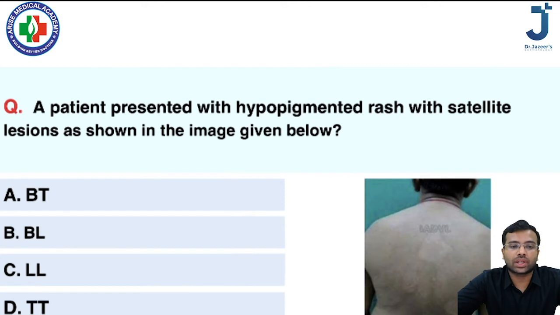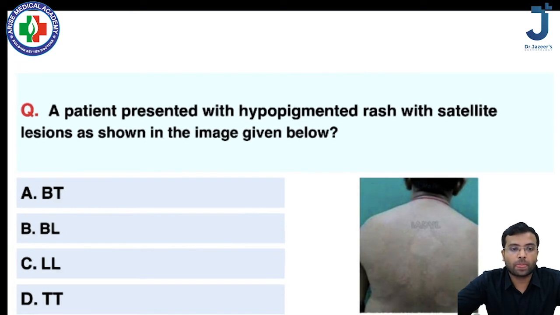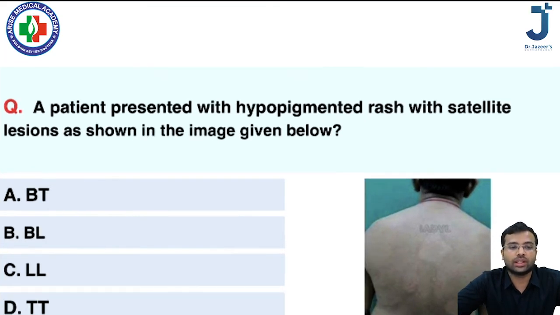A patient presented with a hypopigmented rash with satellite lesions as shown in the image. Now they have given you multiple options like whether it is a BT type of leprosy, a BL type of leprosy, a lepromatous leprosy, or a tuberculoid type of leprosy, isn't it? From the options itself it is very clear that it is going to be leprosy. We have a simple hint here in the question that satellite lesions are seen.